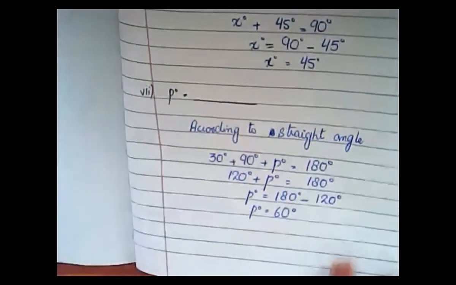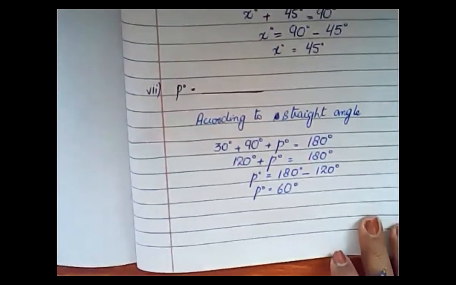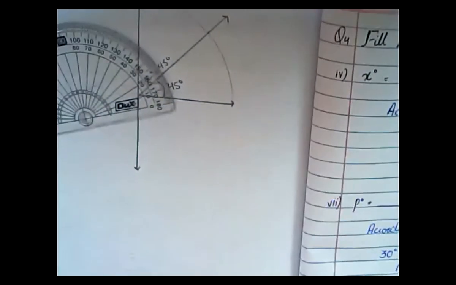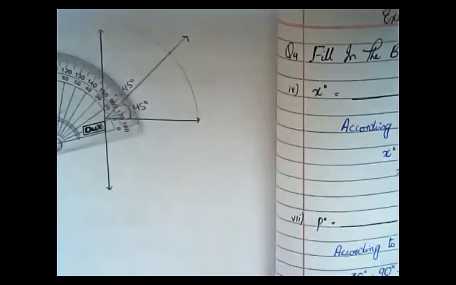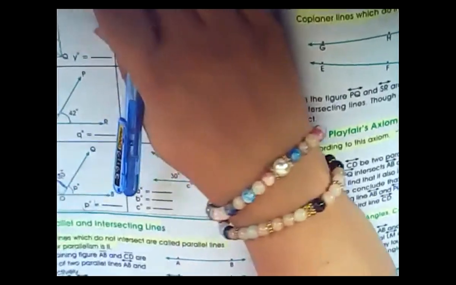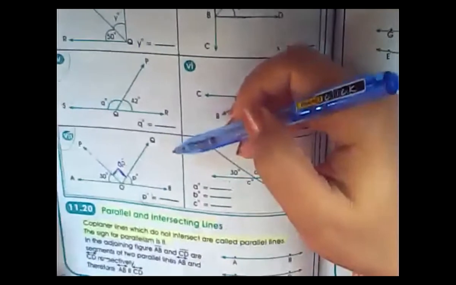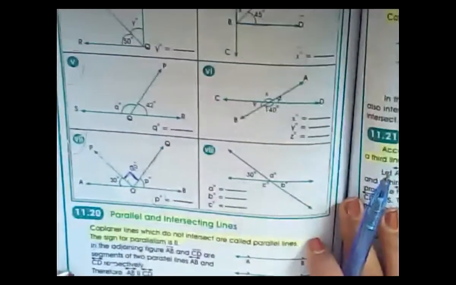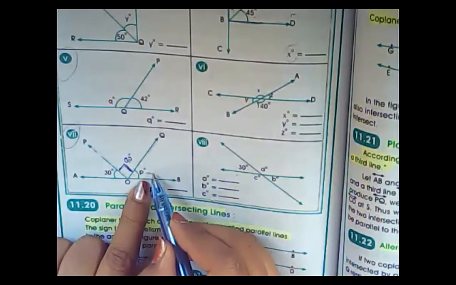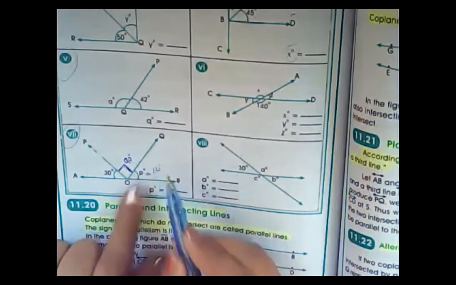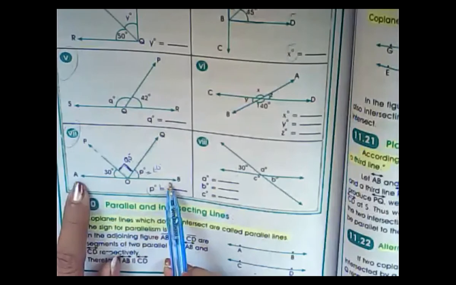Okay. Now the next question is, how will you draw it? How will you draw it is the next question. Now look at here. Just a minute. Look at here. In this, as you have already found, your P is equal to 60 degrees. So first you will draw a straight angle, okay?